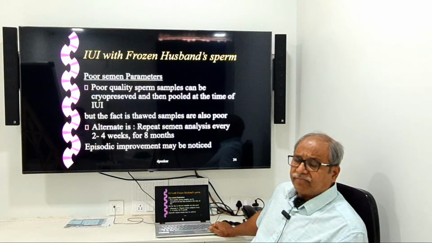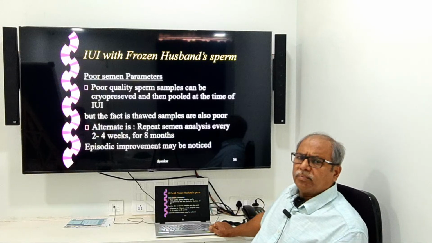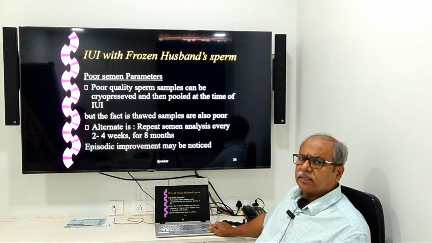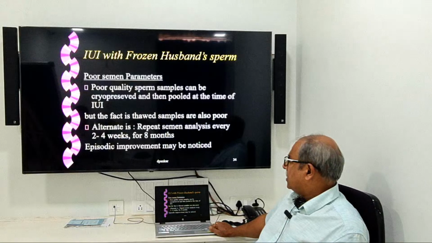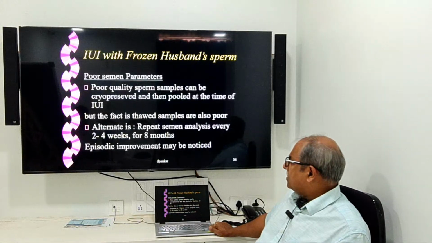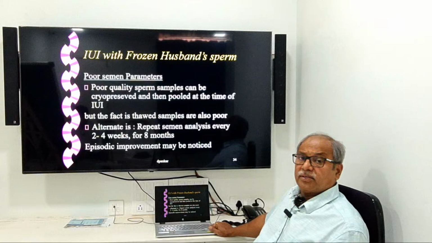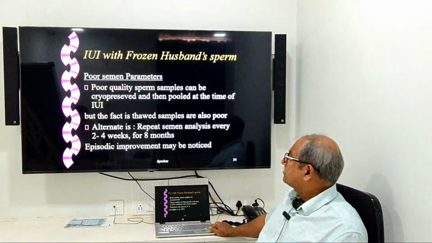You can freeze the semen sample, then pool them and get at least more than 1 million motile sperm count in the final prepared semen. But the fact is, those samples are also poor. The alternative is to repeat semen analysis every 2 to 4 weeks for 8 months. Episodic improvement may be noticed. If you don't have too much time, if AMH is reducing, then don't wait, go for IVF ICSI.